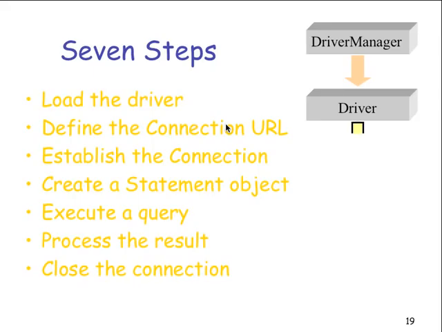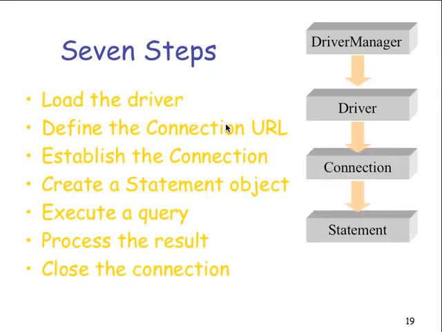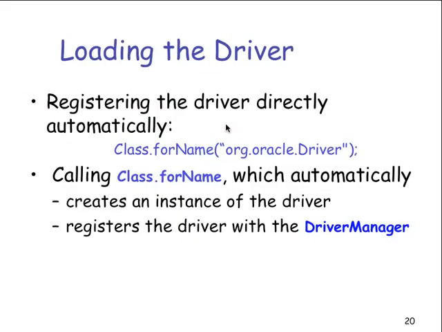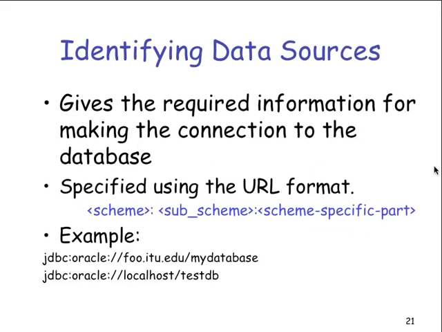And then you're going to close the connection, which is basically the seven steps I'm going to go through to kind of show you. This is kind of the de facto standard in terms of connecting to databases through internet applications. So, loading the driver. Registering the driver directly or automatically. Well, it's Class.forName, org.oracle.driver. One statement does it all for everything, essentially. It is automatically called when the program starts up, creates an instance of the driver, and then registers the driver with the driver manager. So it's kind of an easy concept.